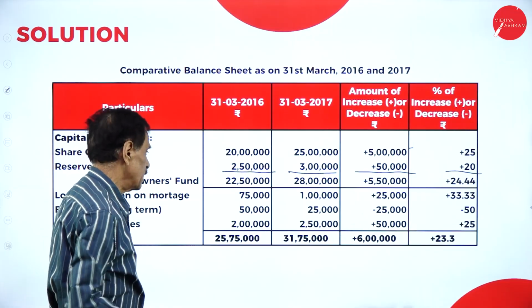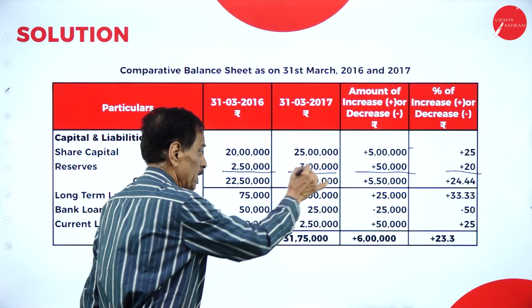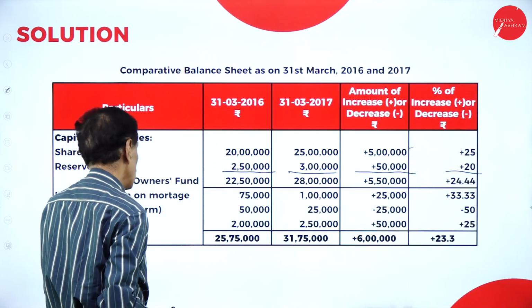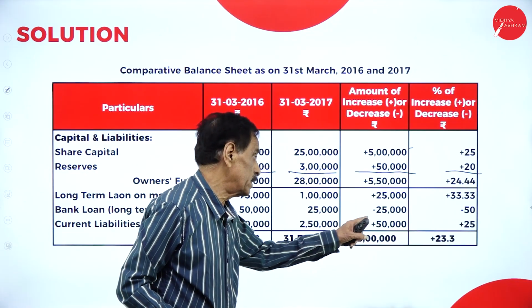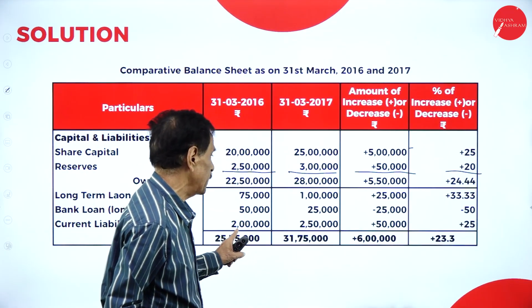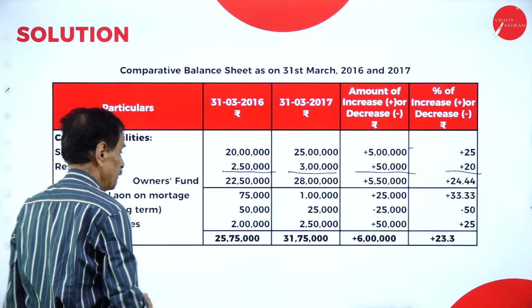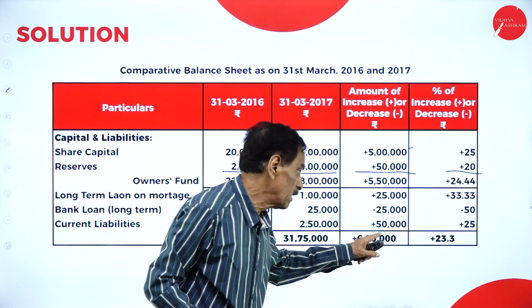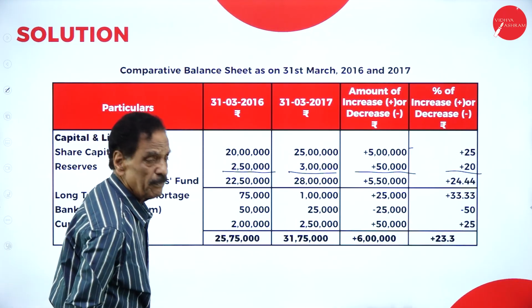Loan on mortgage 75,000 to 1 lakh, there was an increase of 25,000, 25,000 divided by 75,000 into 100. Bank loan, previously it was 50,000, now it has decreased to 25,000, minus 25,000 divided by 50,000 into 100, minus 50%. Then current liabilities 2 lakh to 2,50,000. There was an increase of 50,000. 50,000 divided by 2 lakh into 100 is 25%.